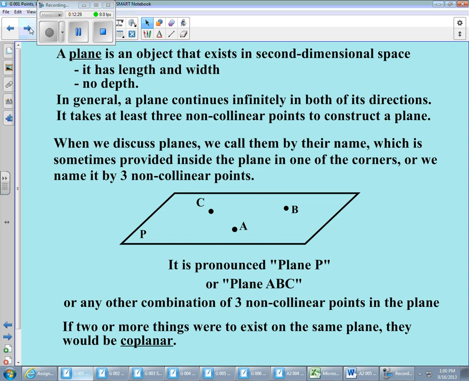And down there at the bottom, if 2 or more things exist in the same plane, such as points A, B, and C up above, that would be coplanar.